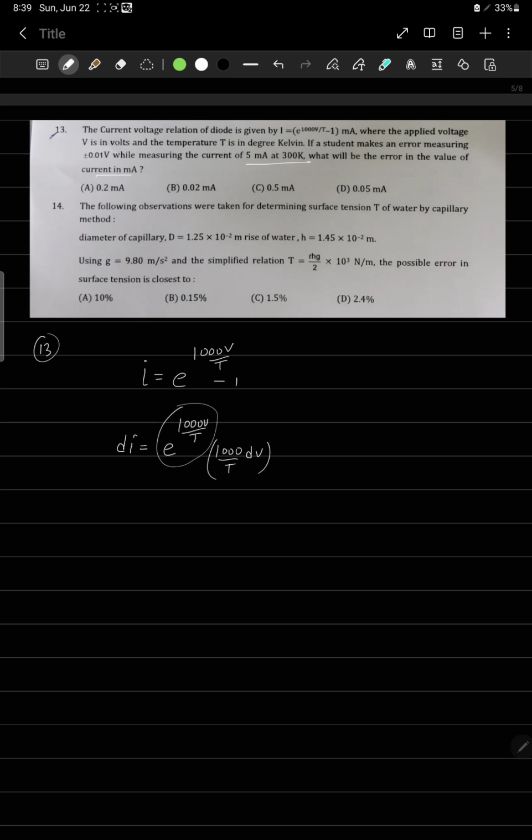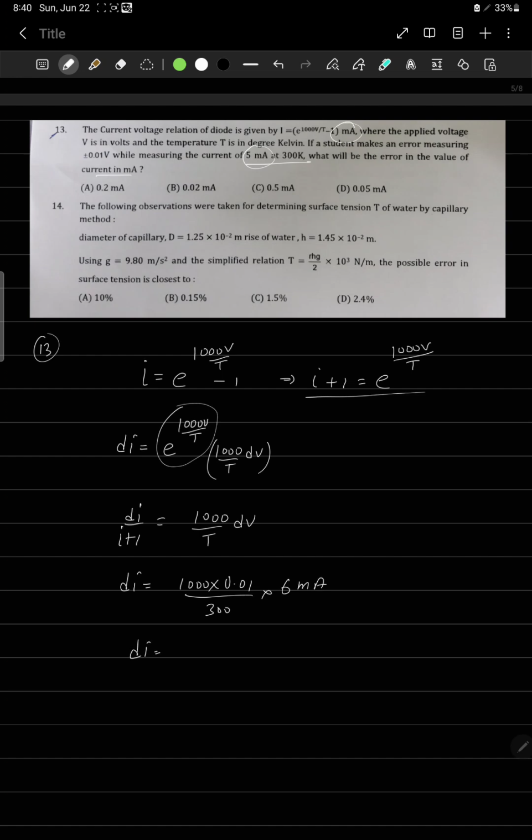What can we do here? See, from this equation, I + 1 is equal to e^(1000V/T). Now I can divide these two equations just to cancel it out. So dI by (I + 1) is what is left, and the e to the power will be cancelled out. So dI = 1000 × dV (0.01) divided by 300 × (I + 1). What is I here? 5 milliampere, and 1 is 1 milliampere because that is given, so it is 6 milliampere.